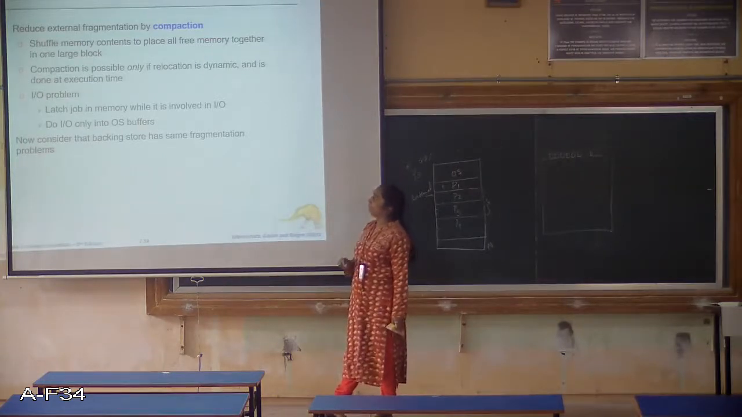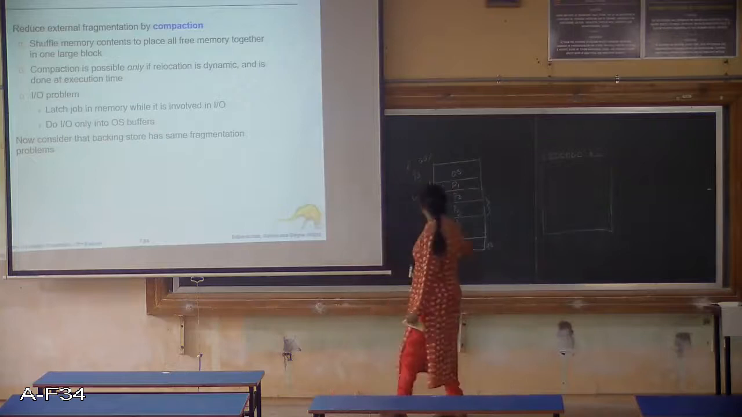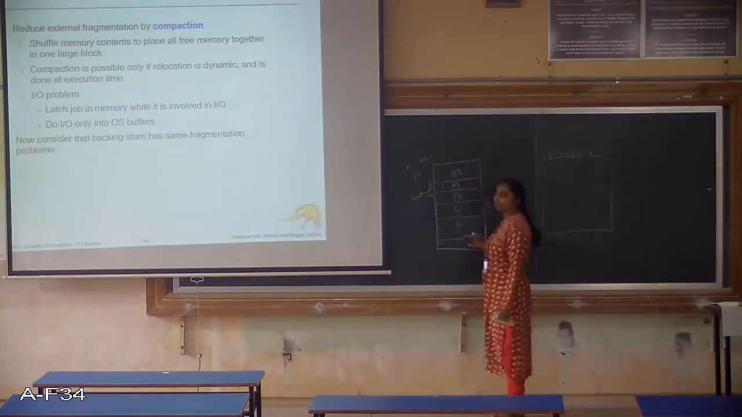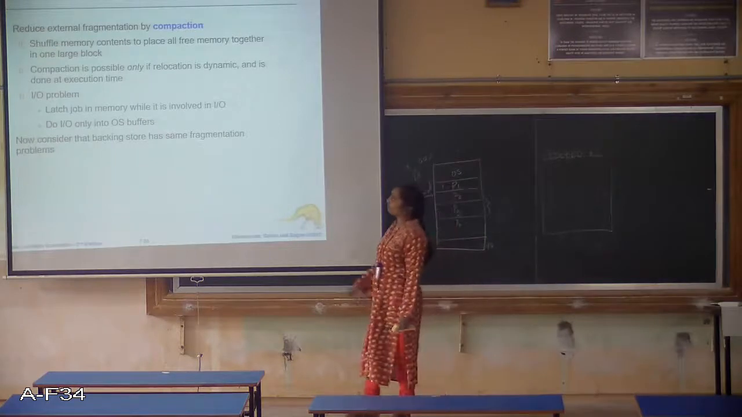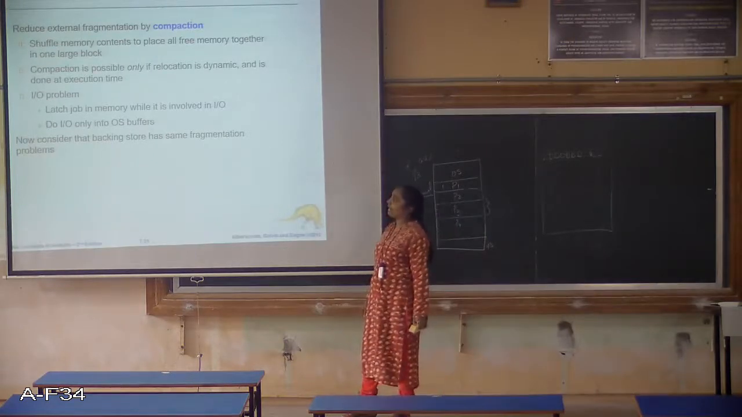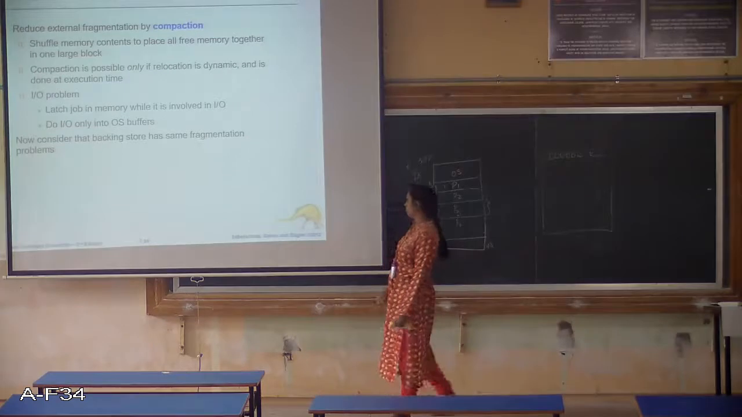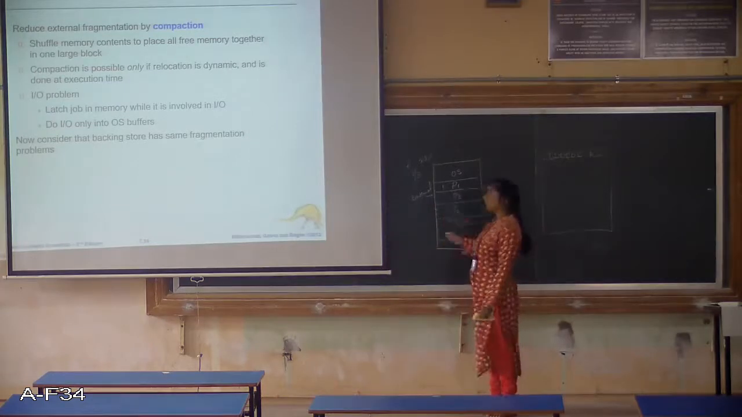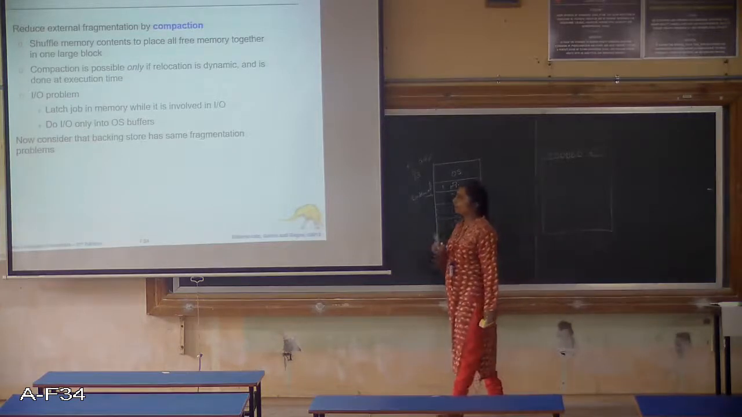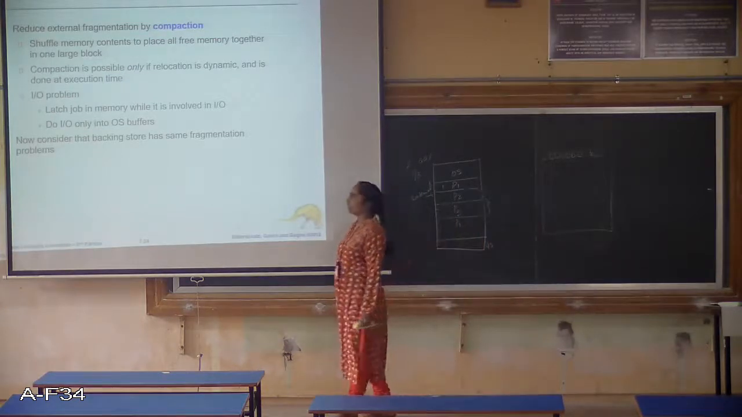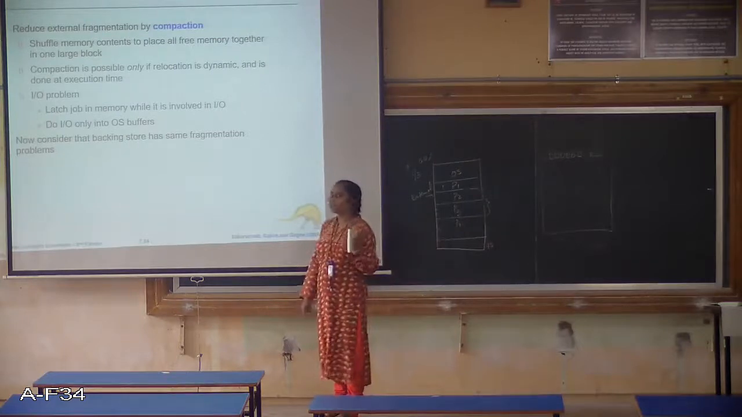So shuffle memory contents to place all free memory together in one large block. So shuffle all the processes so that you get one free block at one part. Then compaction is possible only if relocation is dynamic and is done at execution time. So if these memories are readdressable at dynamic time, execution time, then only you can do this compaction. Otherwise, you cannot do compaction.